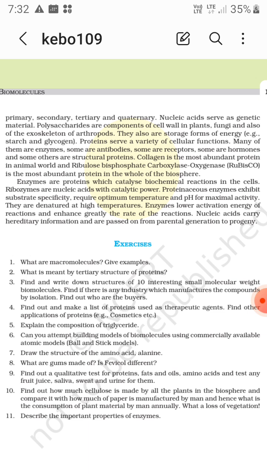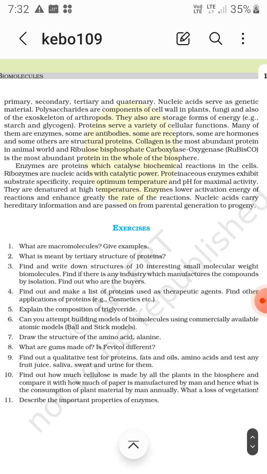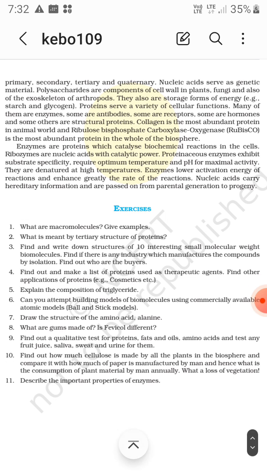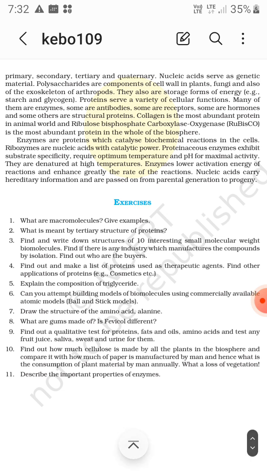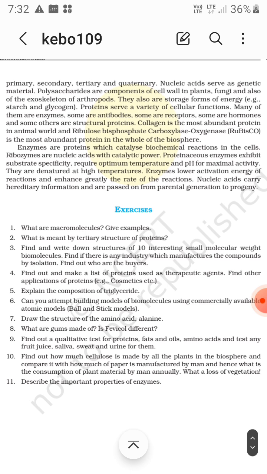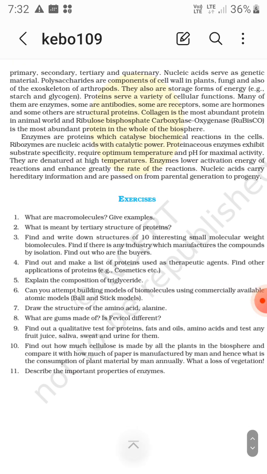Proteins serve a variety of cellular functions. Many of them are enzymes. Some proteins are antibiotics, some are receptors, some are hormones, and some others are structural proteins. Collagen is the most abundant protein in the animal world, and ribulose bisphosphate carboxylase oxygenase, RuBisCO, is the most abundant protein in the whole of the biosphere.